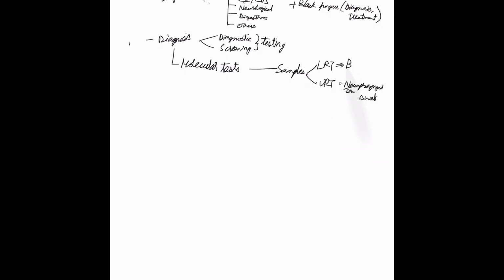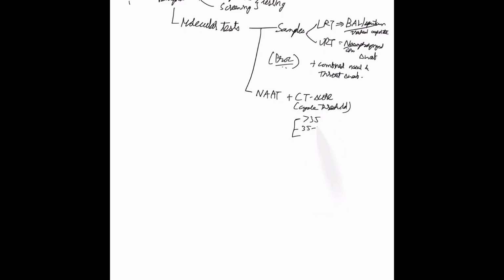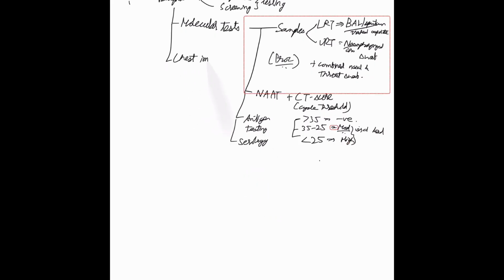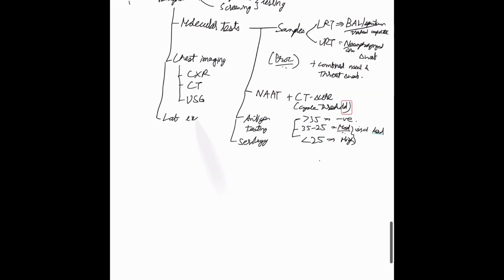You have diagnostic and screening testing. And the methods are molecular tests, in which you have to know about sample collection: bronchoalveolar lavage, sputum, or tracheal aspirate from the lower respiratory tract, and nasopharyngeal or oropharyngeal swabs for the upper respiratory tract. The procedure to collect the same, and you can also combine a nasal and throat swab, and NAT plus CT score, that is cycle threshold, in which less than 25 indicates a high viral load and more than 35 is negative, then antigen testing and serology. The other methods include chest imaging, in which you have to see chest x-ray, CT or ultrasonography, and then laboratory examination of blood.